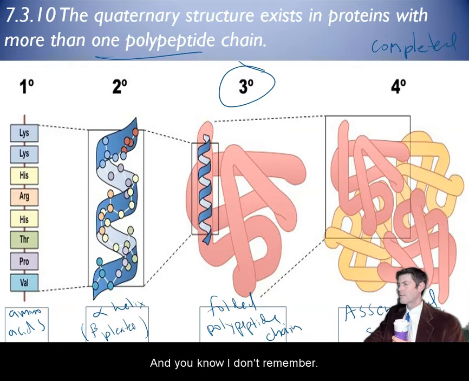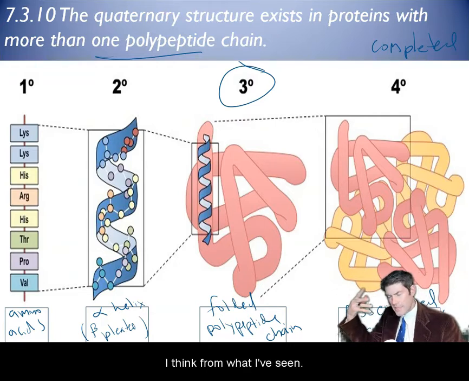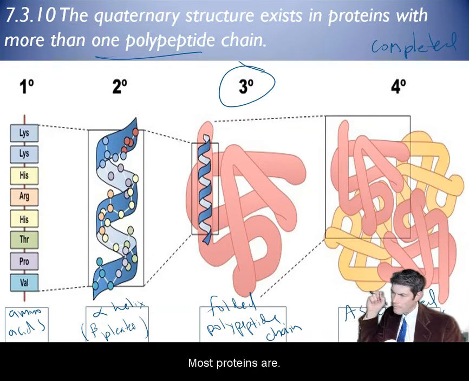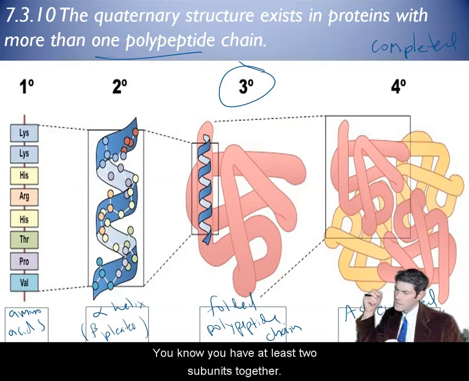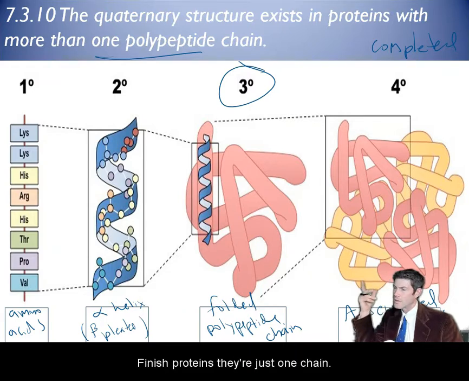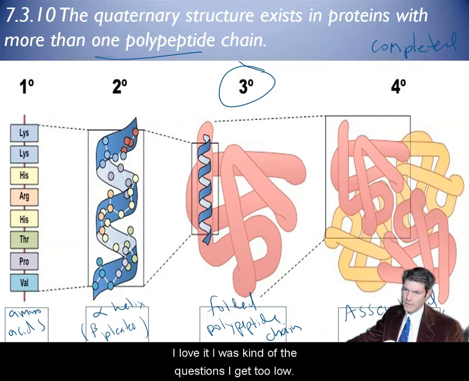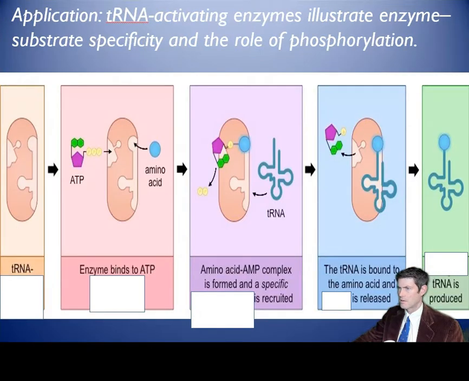And, I don't remember, I gotta figure this out. I think from what I've seen, most proteins have at least 2 subunits together. 2, 3, 4. Here you have 4. But I'm sure there are some finished proteins that are just one chain. But I'll look into that. I'll check that out. I love it. I always come up with questions, I get to learn.